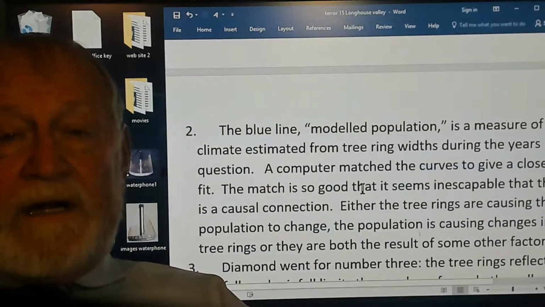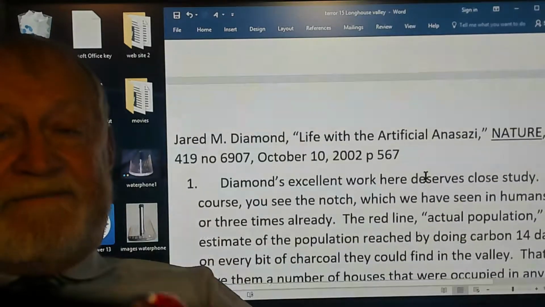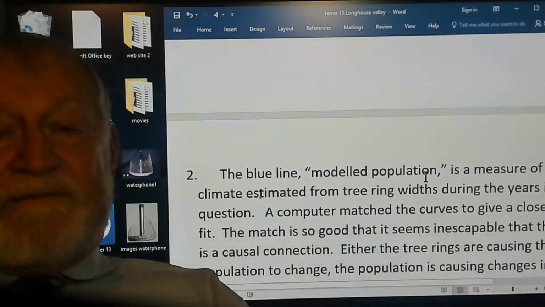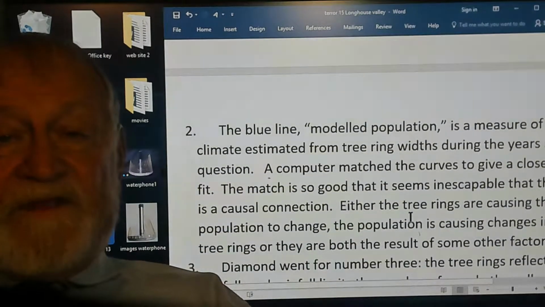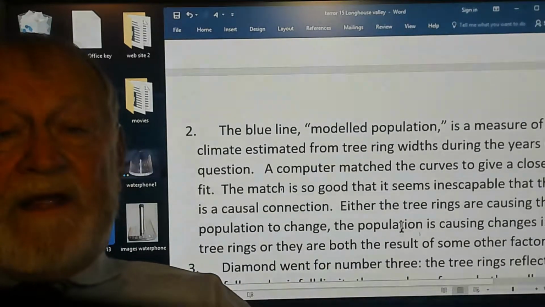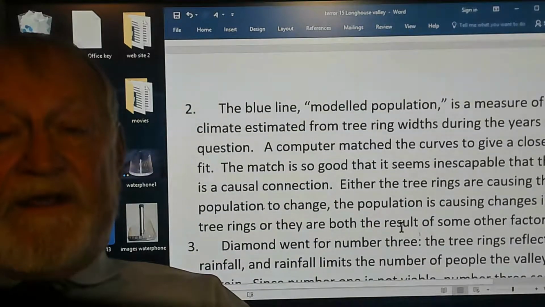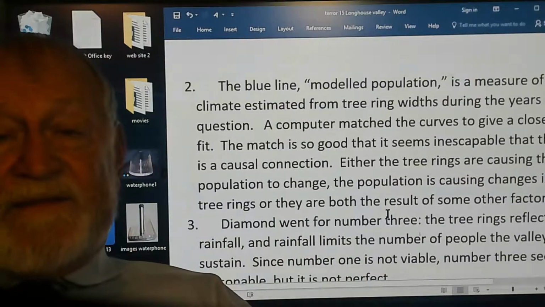Modeled population, tree ring width, computer matched these things up. The two curves we saw back here, the red and the blue, matched them up to give you the best match for the two. The match is very good. It seems inescapable, but there's a causal connection. Either the tree rings are affecting the population size, or the population is causing a change in the tree rings, or they're both reacting to something outside.